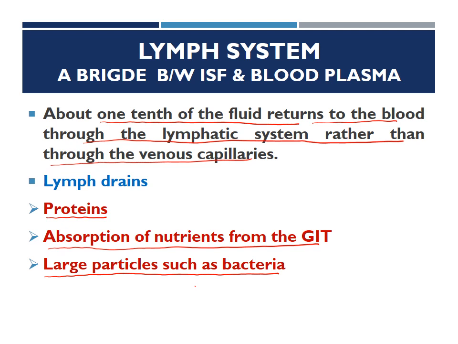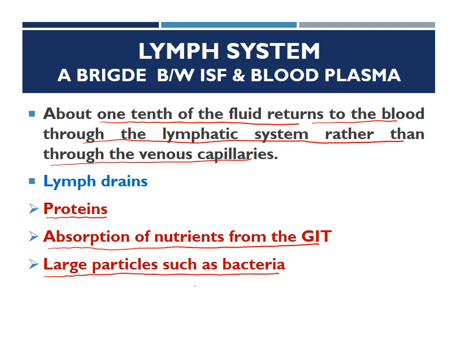The lymph also plays a role in the absorption of nutrients from the gastrointestinal tract. The lymph also carries large particles such as bacteria. And the bacteria from the interstitial spaces get their entry into the lymph channels, because the arrangement of the endothelial cells in the wall of lymph channels is such that they have large pores.